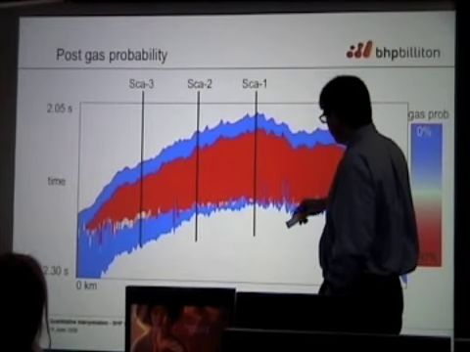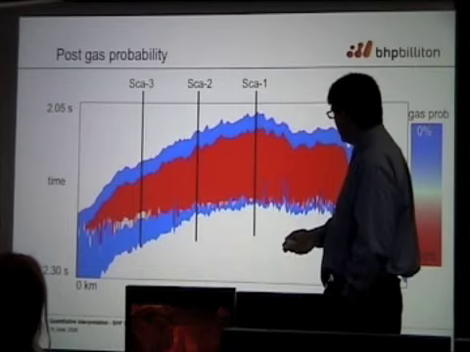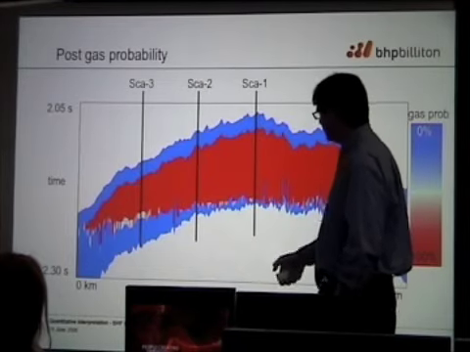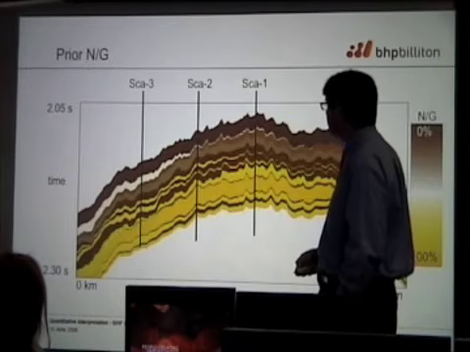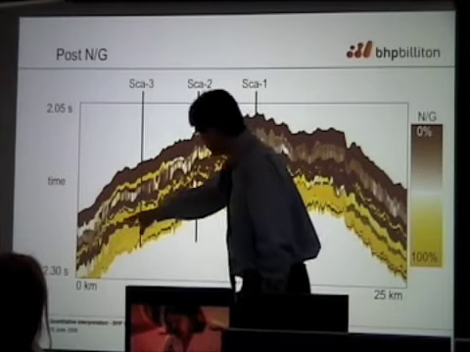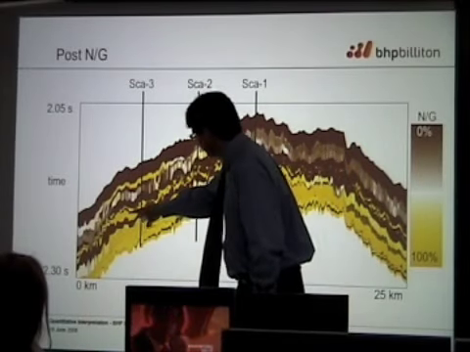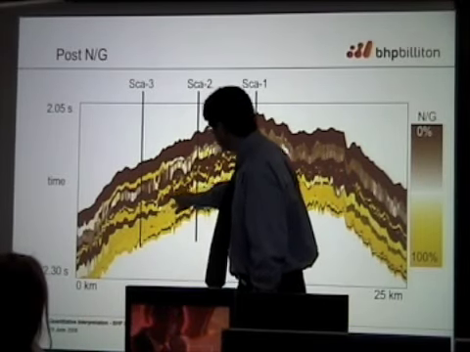And since then, we've corrected this problem that you'll see by those little spikes. This is what happened to the net to gross. This is before the inversion. This is what things look like after. You see that it's doing things like picking up this thinner high net to gross streak here. It also is picking up the fact there's a nice sort of thicker sand here, but less in this area.